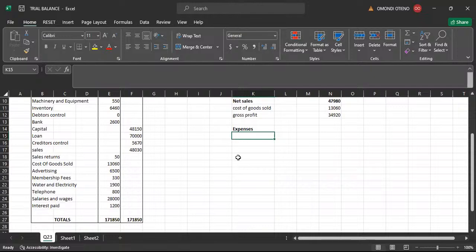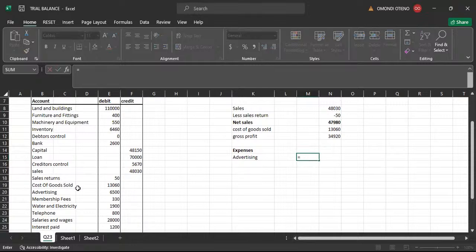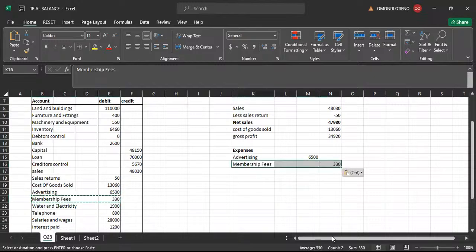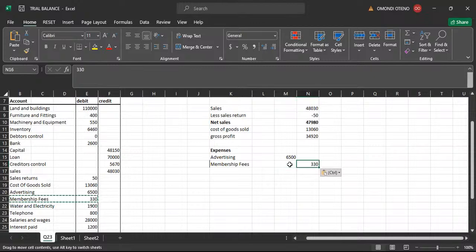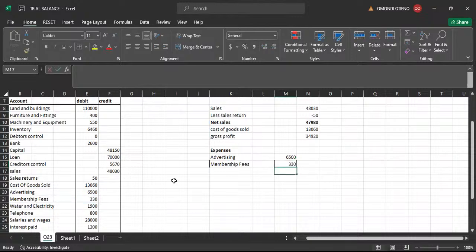First expense for this particular question. Our first expense, we have advertising. We have advertising, so we can have it at this particular point. Advertising is equivalent to this value. So as you mention, you write it down. We have membership fees. I can just come and bring mine here. But what I want us to do is to refer to those figures. So just say we have membership fee. I come and pick it from this point. After membership fees, I'm able to see water and electricity.